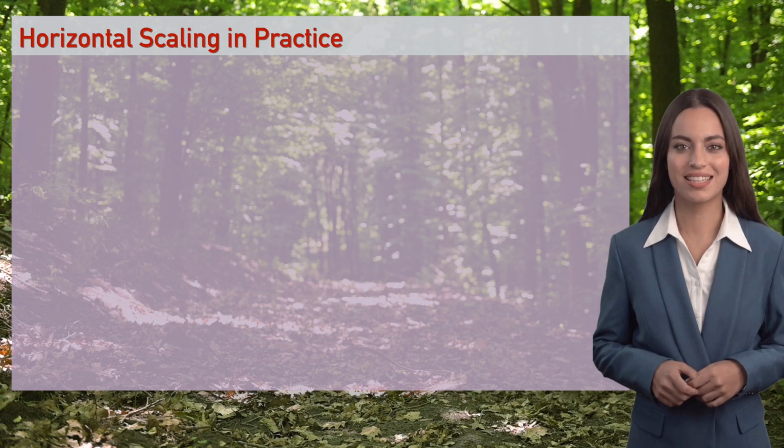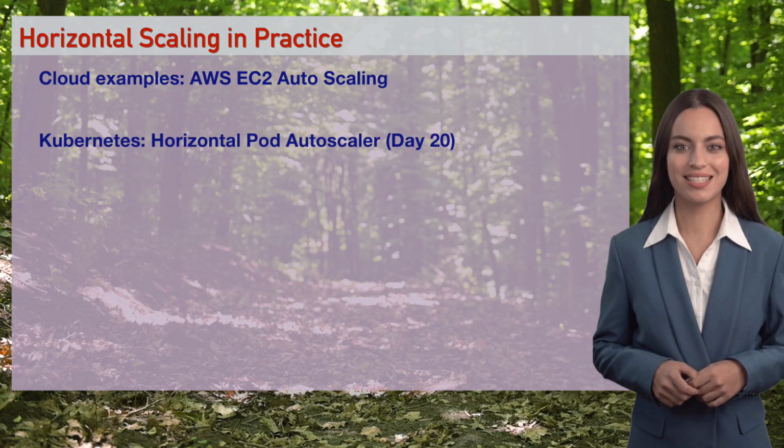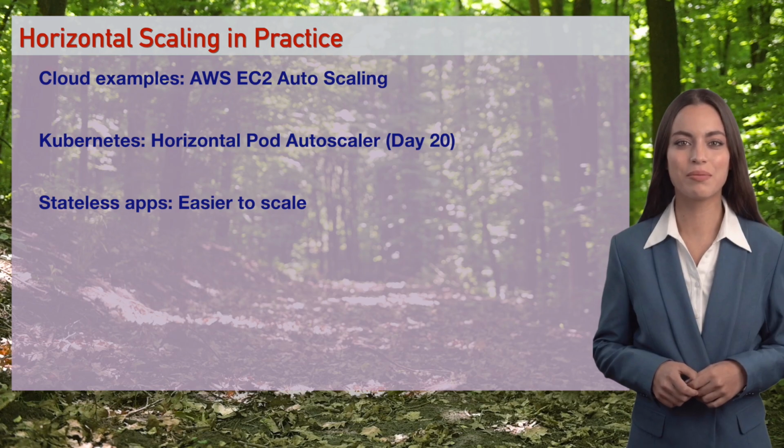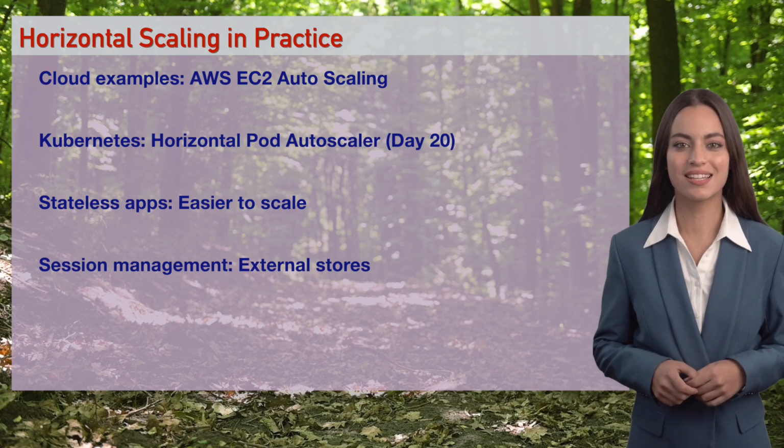Horizontal scaling in practice. Use AWS EC2 auto-scaling groups for cloud instances. In Day 20 Kubernetes, the horizontal pod autoscaler adjusts replicas based on metrics. Design stateless apps for easy replication. Manage sessions externally in Redis or databases for consistency.